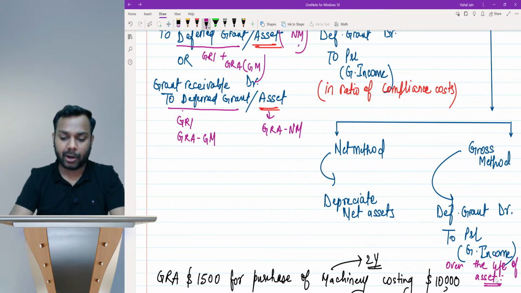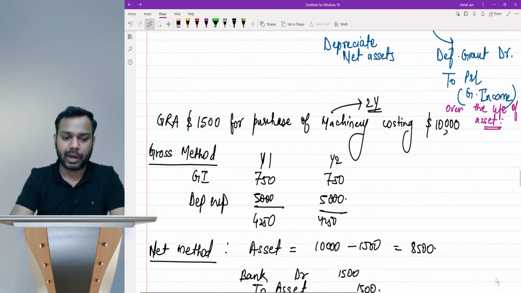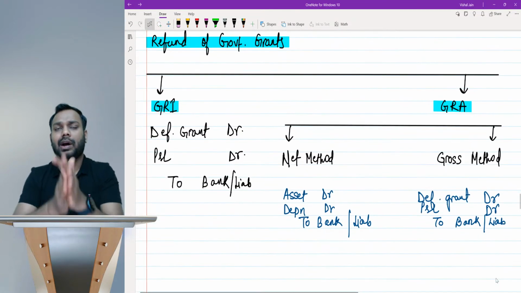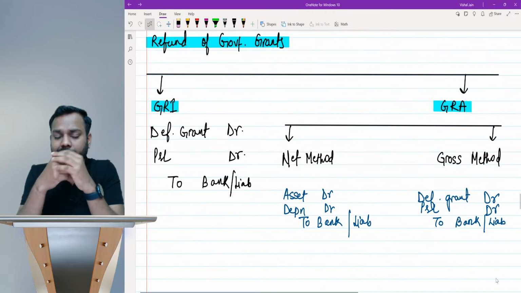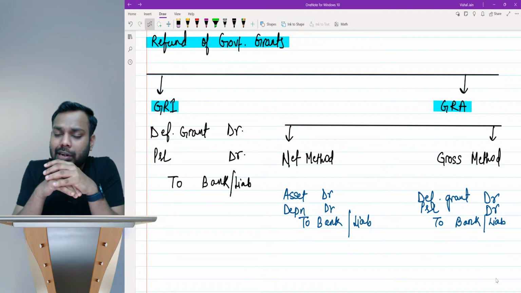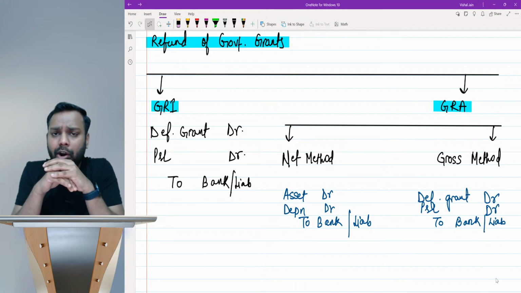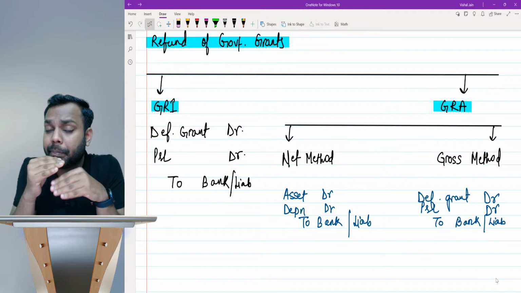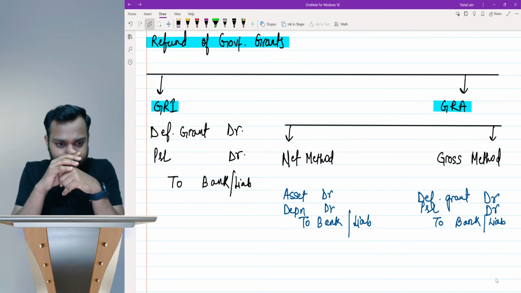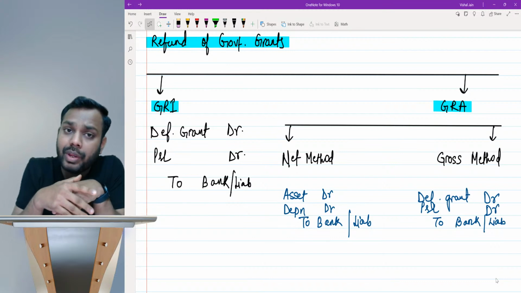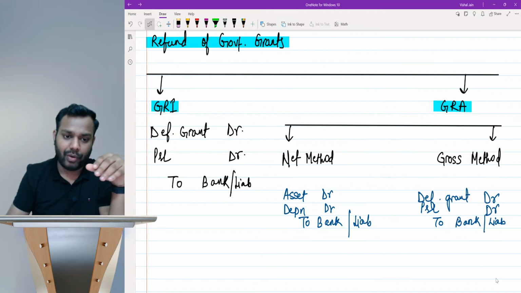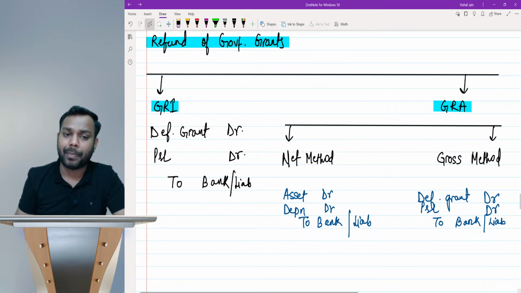Very good. Now let us move on to the repayment of grant. Refund of grant. See what happens, as I told, the grants have some conditions attached to them, right? And if you are not able to satisfy those conditions, the grant becomes refundable to the government. Now the question comes up, how will we do the accounting if the grant becomes refundable? So what will we do? We'll definitely need to pay it to the government, right?